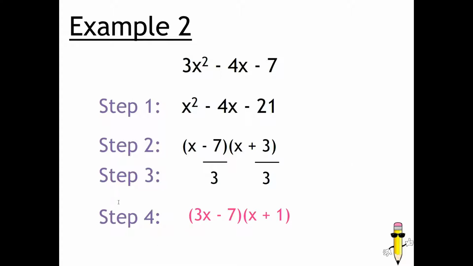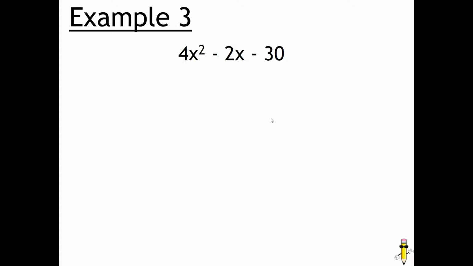Alright, and let's see. Example 3, example 4. Man, that's a lot of examples. So we'll go ahead and move to example 3, and we have 4x squared minus 2x minus 30. I'm going to take a quick look and see if I can factor anything out, and the answer is that I can. So my question is, what can I factor out?